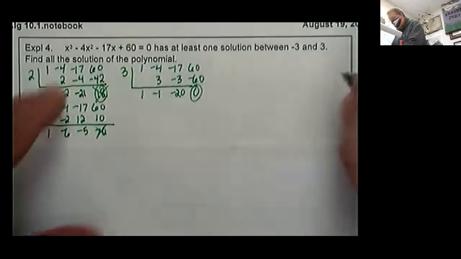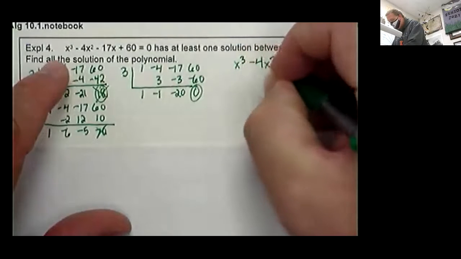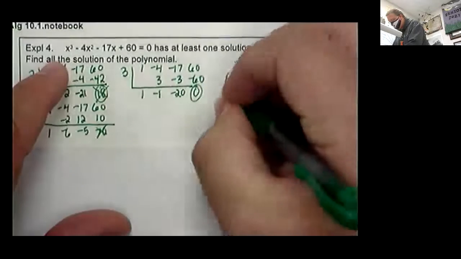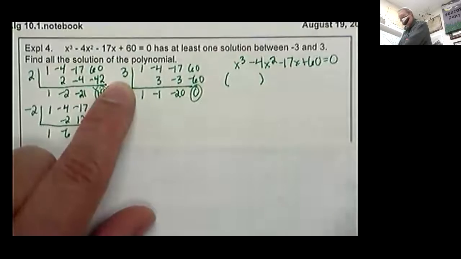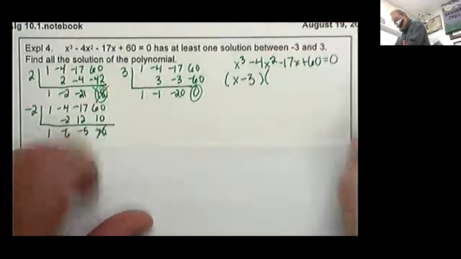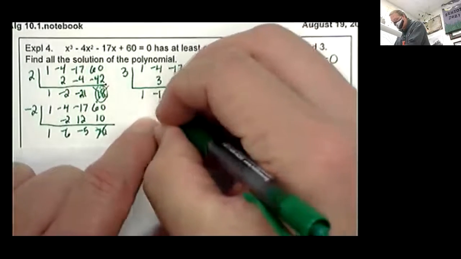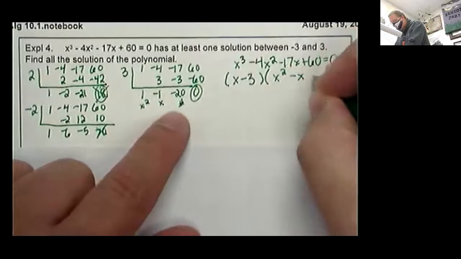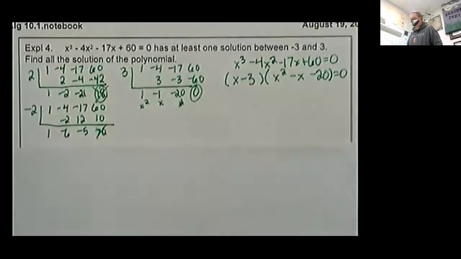All right, so what happened? Well, our polynomial x cubed minus 4x squared minus 17x plus 60 equals 0 now becomes, we factored out a 3. Remember to plug that back into the factored form, that's going to be an x minus 3. What's left? Well, that's this quadratic. Remember, this is the number, the x, and the x squared. So we're left with x squared minus x minus 20 equals 0.